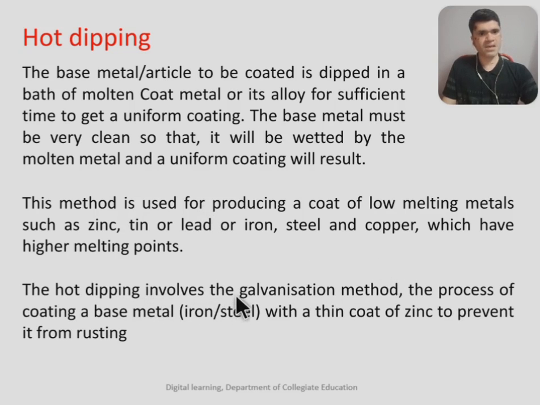Hot dipping involves the galvanization method. It is the process of coating a base metal with a thin coat of zinc to prevent it from rusting. Here especially iron or steel is dipped in molten zinc to get a uniform coating which prevents it from rusting.